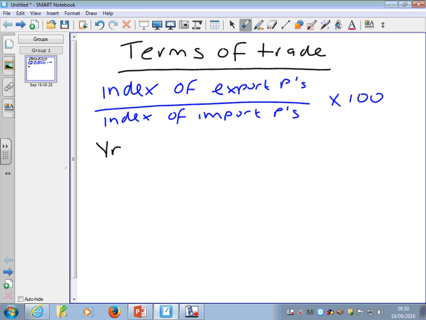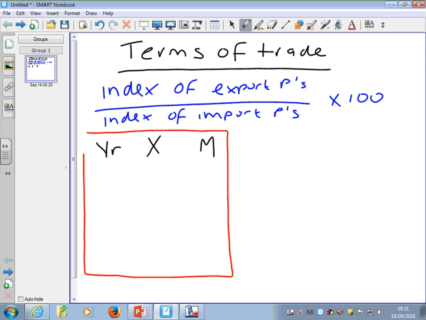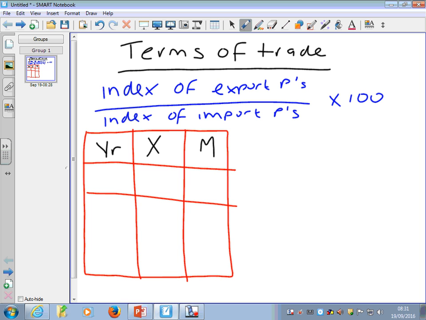So let's imagine we've got the year, we've got the exports, so X, and we've got the imports. Let's just draw a little table. So we're going to be looking at this over a 3-year period. So what we'll do, we'll establish a base year. So remember, the base year we set equal to 100 index points. Let's imagine that's going to be the current year, 2016. So we'll look at how it's going to change in 2017 and 2018.